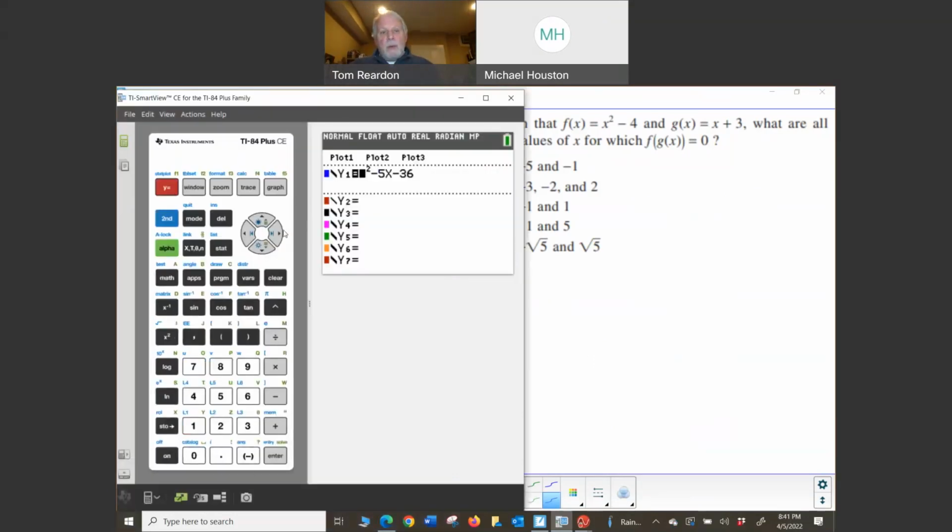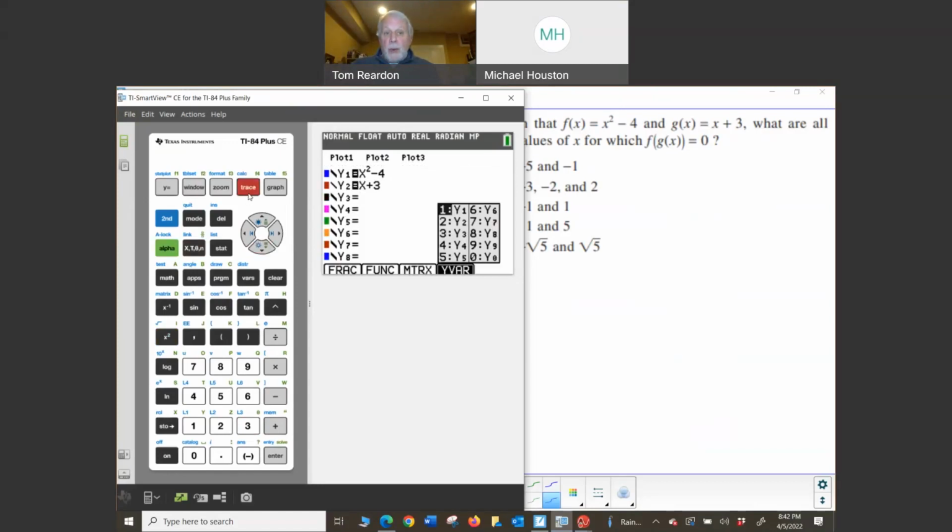So I'm going to go to y equals, and in y1, I'm going to put in x squared minus 4. And that'll be my f. My g, x plus 3, will go into y2. And then in y3, I'm going to type in the composition f of g of x, but I'm going to write it as y1 of y2 of x, okay? And remember, the y guys are in alpha trace. So y1 of alpha trace, y2, and then you don't have to put in the x, but I do like to put in the x.